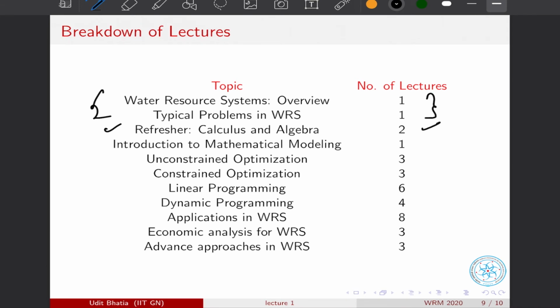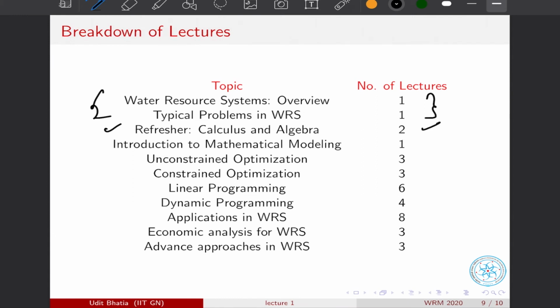So I will introduce you to calculus and algebra, both in lower dimensions, that is one dimension, as well as higher dimensions. Then I will talk about mathematical modeling, what it takes to model a particular system or subsystem. And then we will go into specifics of unconstrained and constrained optimization.